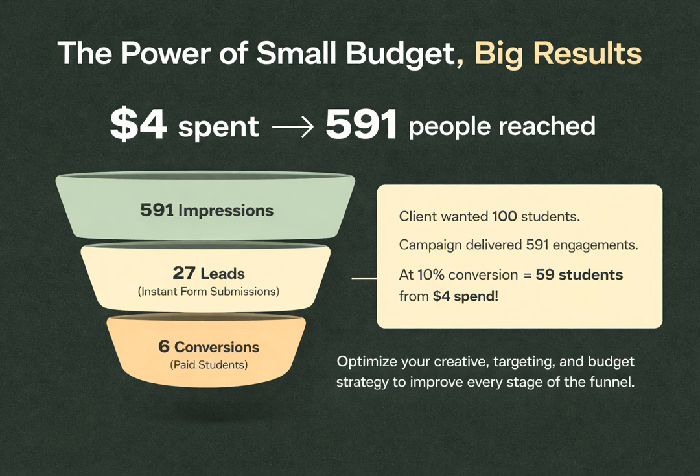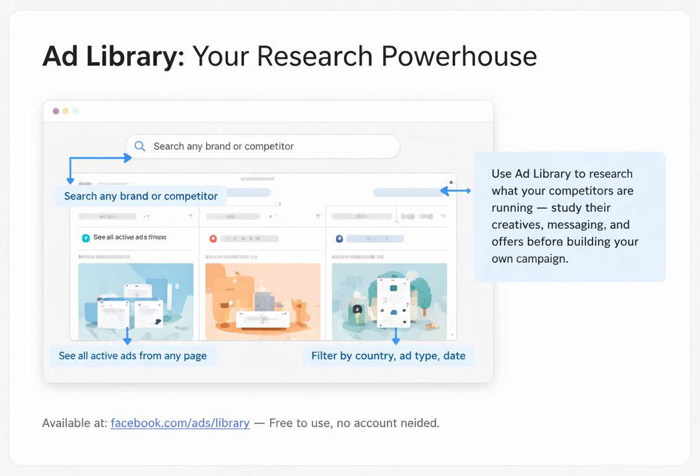If a client wanted 100 students for their class and the campaign is already delivering this kind of efficiency, you don't need a massive budget. You need a smart strategy. By optimizing the creative, meaning the images, videos, and copy in your ad, and refining your targeting, you can push more people through each stage of the funnel. The key takeaway here is that it's not about how much you spend, it's about how efficiently you spend it. Even $10 to $20 used strategically can generate real, measurable business growth. Before we move on, there's one more tool that deserves emphasis, the Facebook Ad Library.